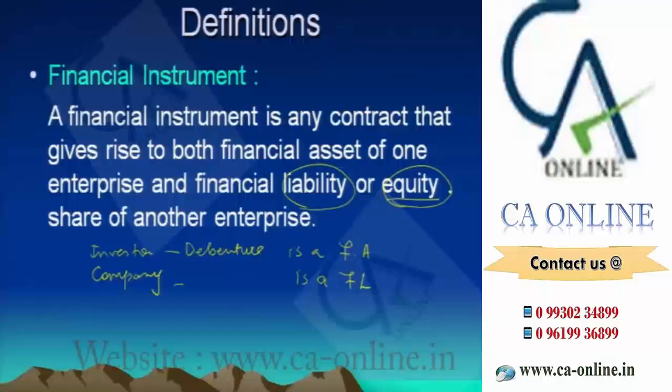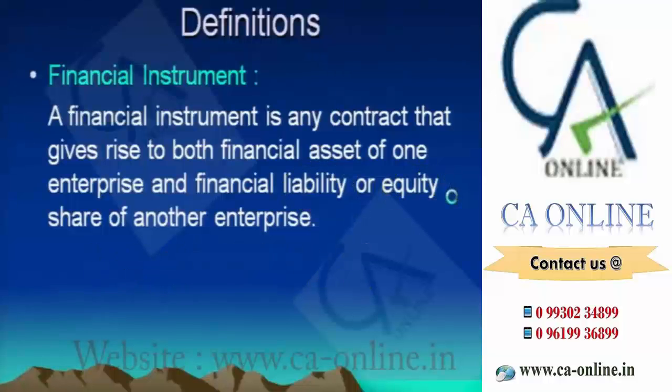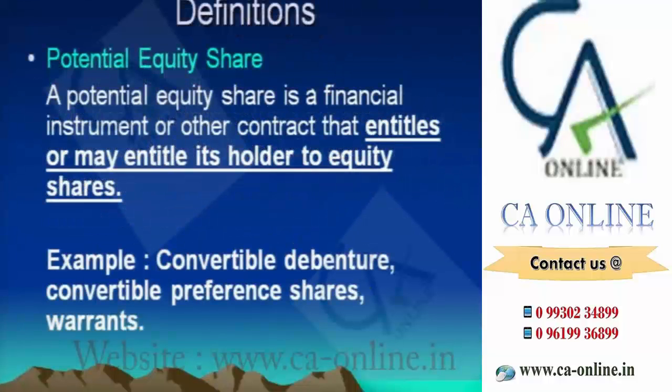But there are so many other examples also, which is a financial asset for one party and financial liability for other party. What is a financial asset and what is a financial liability, that you will study in accounting standard 30, 31, 32. Okay, not today. That term we will not use much also in this standard, financial instrument, don't worry.